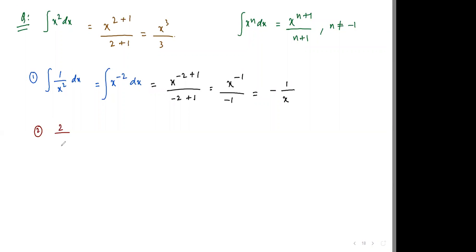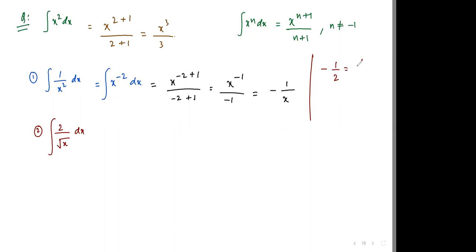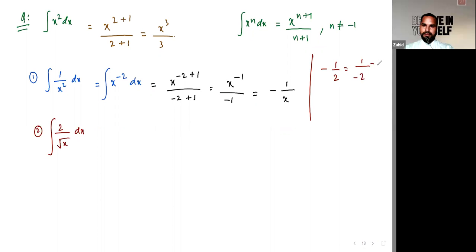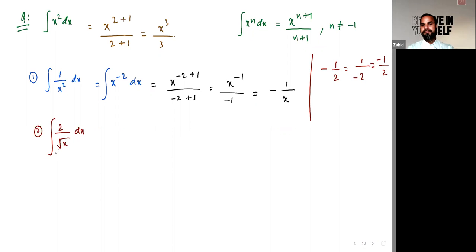Sir, even if I move the minus 1 up, it still stays as minus only, right? If you have minus 1 over 2, it can be written like this. In any of these three expressions, it is correct. Okay, sir. Try to simplify this.